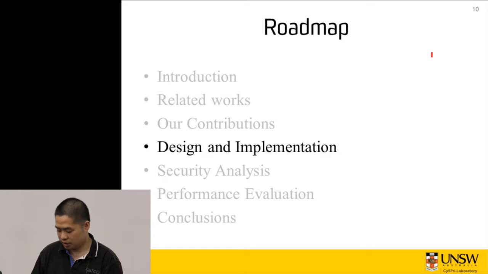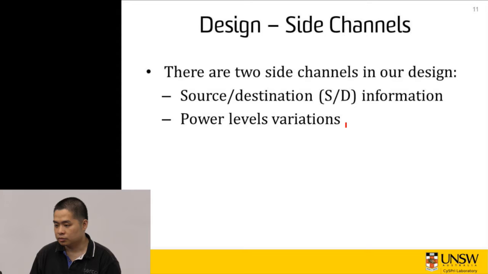Here comes the design and implementation of our key agreement protocol. As I have mentioned before, we are going to use two side channels in our design to generate the shared secret. One of the side channels is the source destination pair information. The other side channel is the power level variation, which I will explain using Alex and Bob as the example in the next few slides.